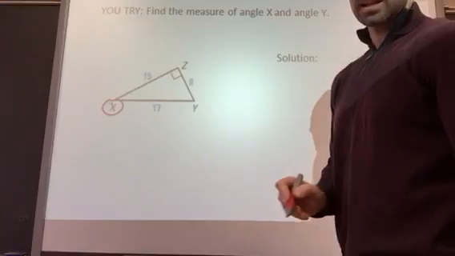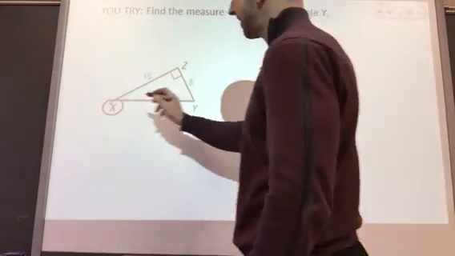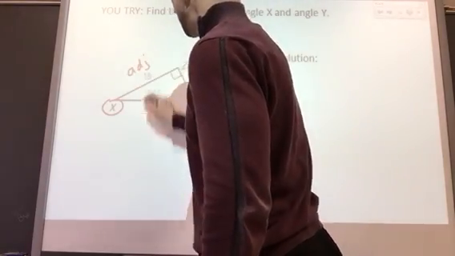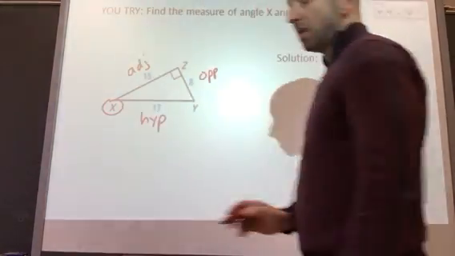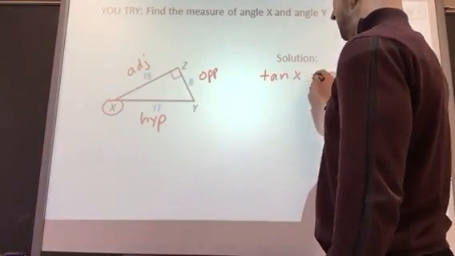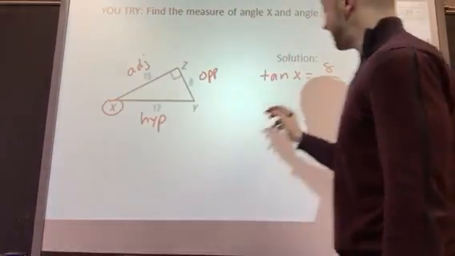I'm going to circle that X, that's my reference angle. I'm going to stick with tan since we used that first last time. Let's label our sides here. This would be opposite, this would be adjacent, this would be hypotenuse. So if I'm setting up tan, I would have tan X equals the opposite leg 8 over the adjacent leg 15.